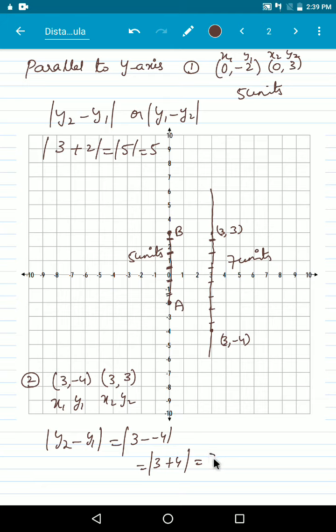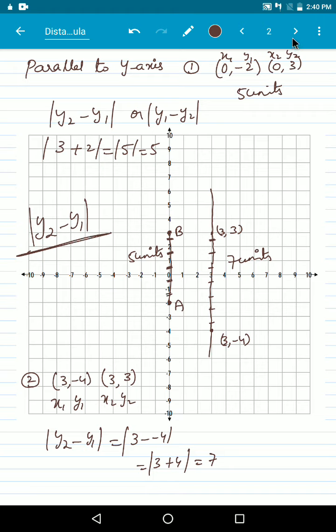So the distance is 7 units. Hence, when the 2 points are lying on a line parallel to the y-axis, we can write the formula as y2 minus y1, but only the absolute value. That means modulus of y2 minus y1.